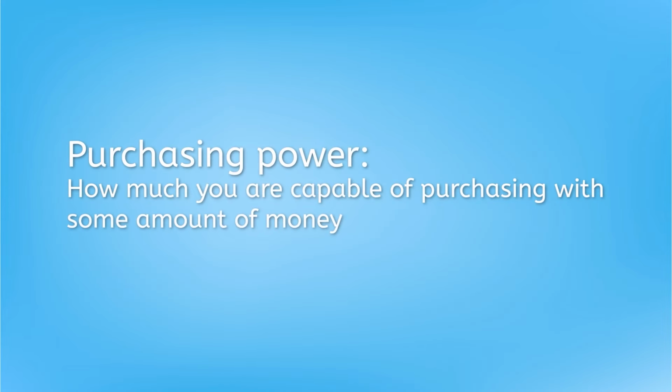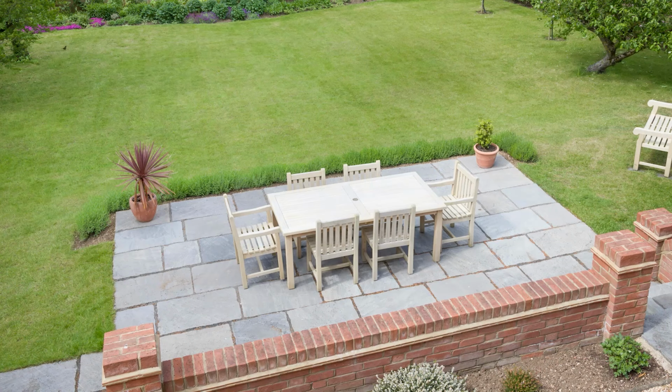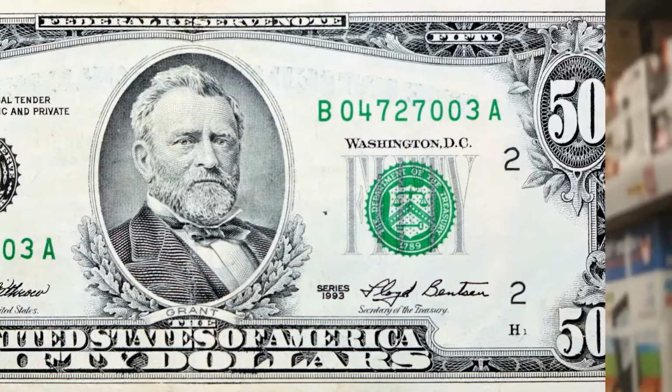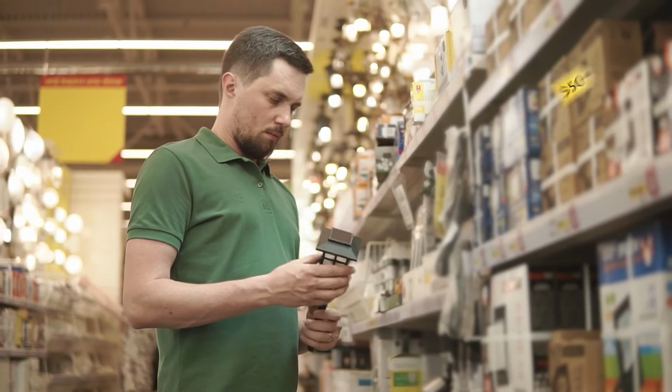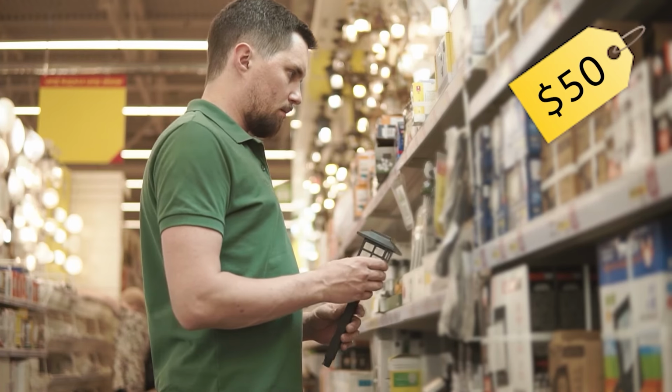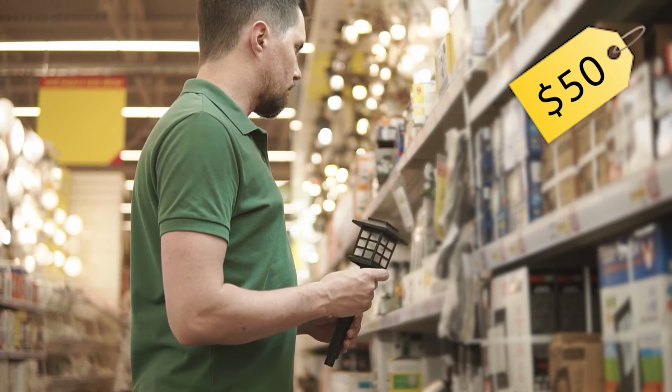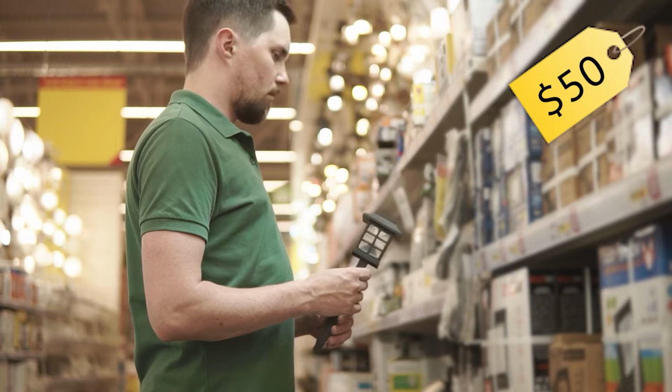But just having a little money isn't enough. How much you're capable of purchasing with some amount of money is called purchasing power. If you don't have enough purchasing power to pay for the mechanic's services, your car isn't getting fixed. Imagine you want to trick out your patio with some lights, and you only have $50 to spend. At one store, you see a set of yard lights you like that cost $50. That means your purchasing power is worth one set of lights and nothing else.